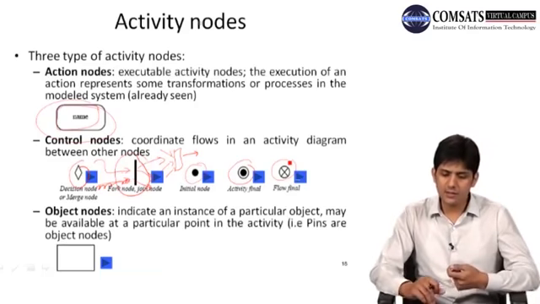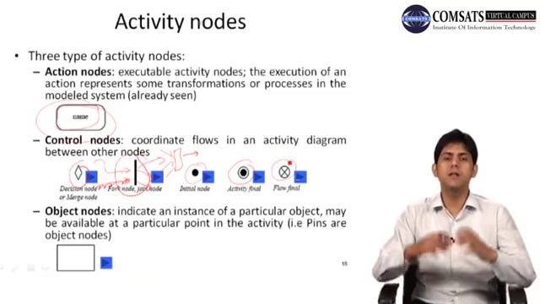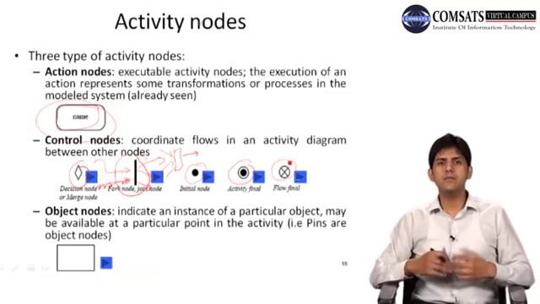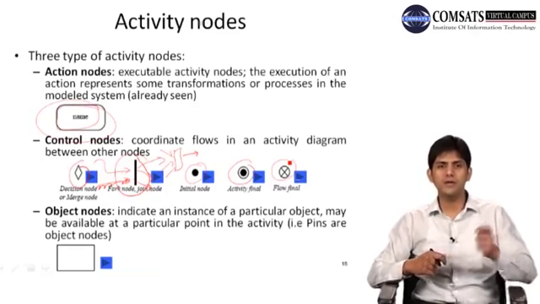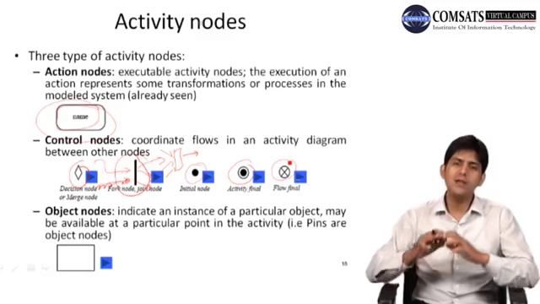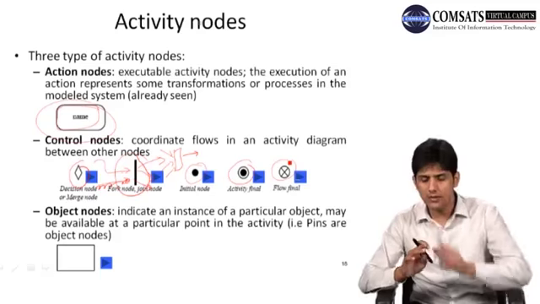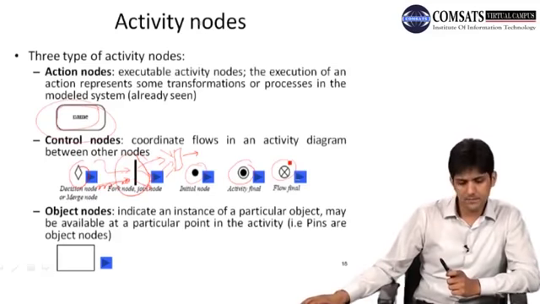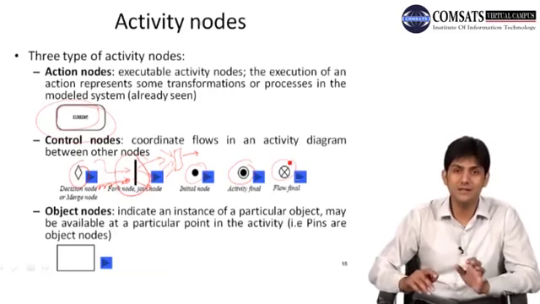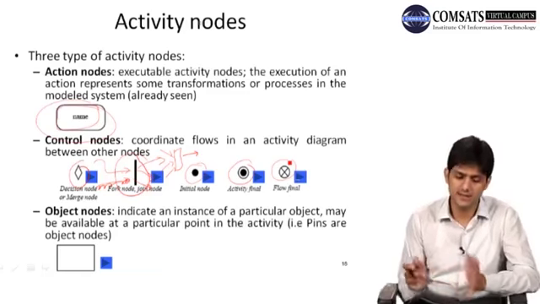It indicates an instance of a particular object that may be available at a particular time in an activity. For example, we have seen that in an activity diagram, we are doing different actions, and depending on that, some data is produced or the values are changing. Now we can create these object nodes, which represent the state of an object at a particular time. So we do have object nodes, and basically the pins that we have seen are object nodes, because we saw that pins hold certain values at certain times.